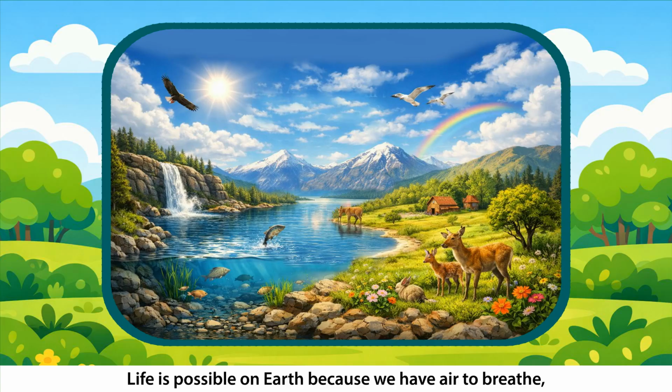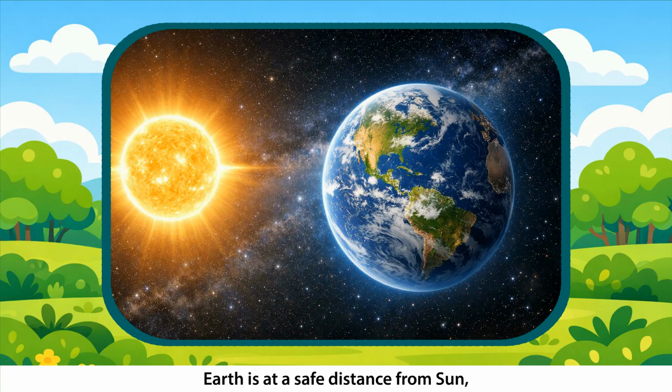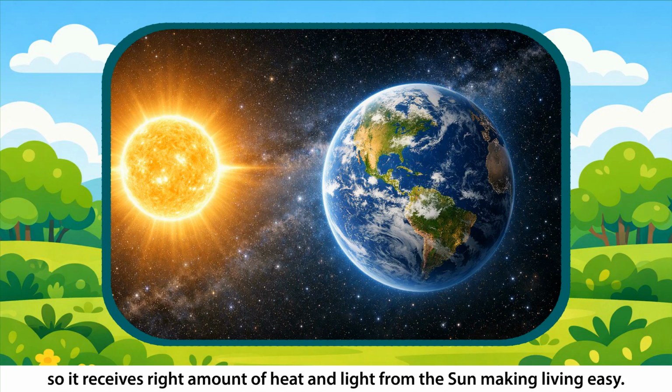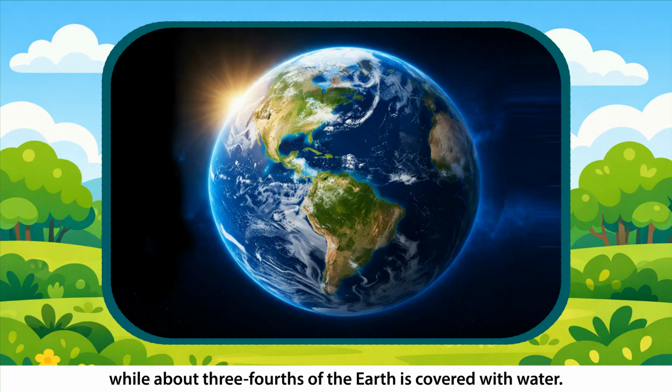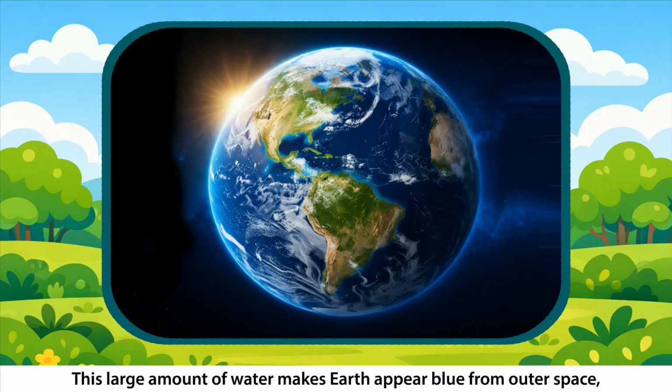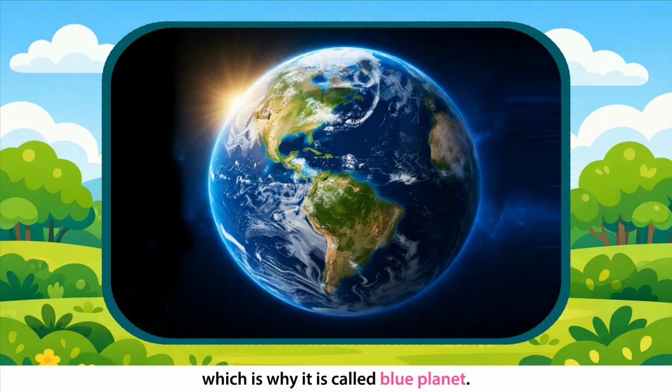Life is possible on Earth because we have air to breathe, water to drink, and land to live on. Earth is at a safe distance from the Sun, so it receives the right amount of heat and light from the Sun, making living easy. We live on land, which makes up almost 1/4 of the Earth's surface, while about 3/4 of the Earth is covered with water. This large amount of water makes Earth appear blue from outer space, which is why it is called the Blue Planet.